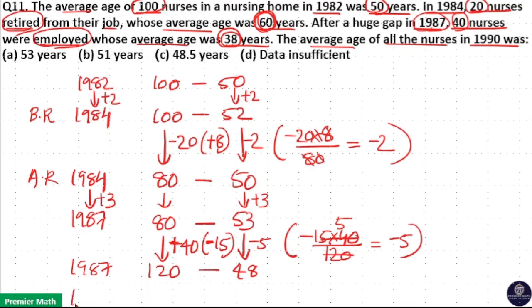Now, average age of 120 people in 1990: there is a plus 3-year increment. So this 48 will become 48 plus 3, 51. So option B is your right answer. So average age of total nurses, 120, in 1990 was 51 years.